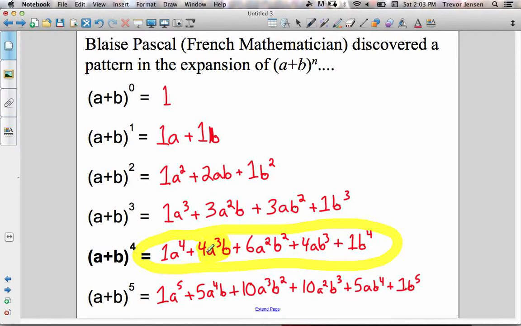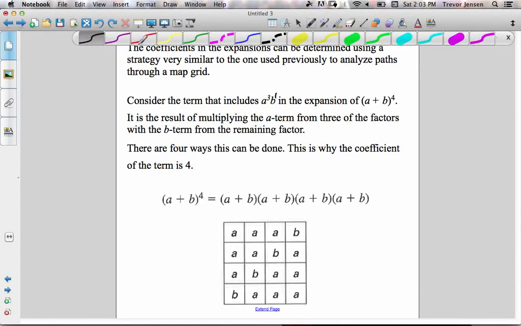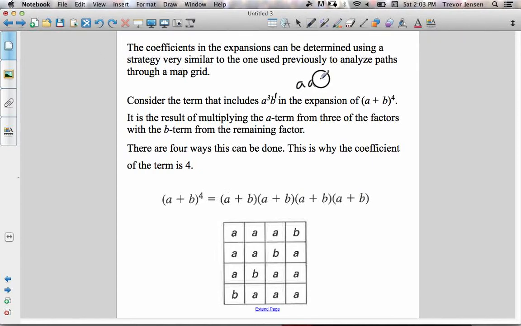Let's try and understand why that has a coefficient of 4. Other than the fact that the 2 coefficients in the row above add to 4, why is it a 4? So a cubed b, what does that really mean? A to the power of 3 times b really means a times a times a times b. That equals a^3 b. Or it could be a times b times a times a. That also equals a cubed b.